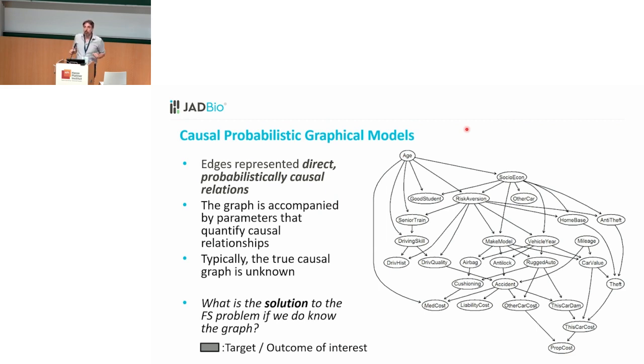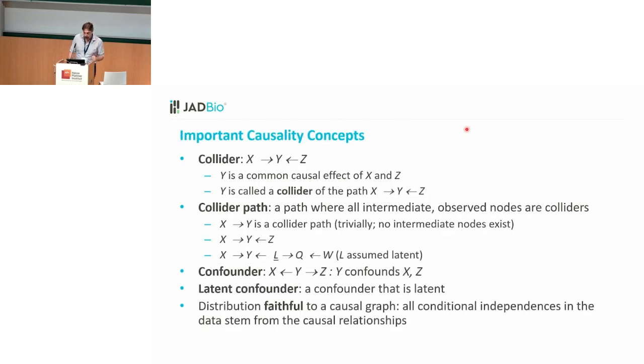But let's suppose we do know the true graph. What's the solution to the feature selection problem? What are the features that are optimal, let's say, for predicting this variable? All right, let's answer this question. But before we do that, a very quick introduction to some key important causality concepts. A collider is, when you have a path like that, Y is called a collider on the path. It could be a collider on one path, but not on the other. It's a common causal effect of both X and Z. You see the edges collide.